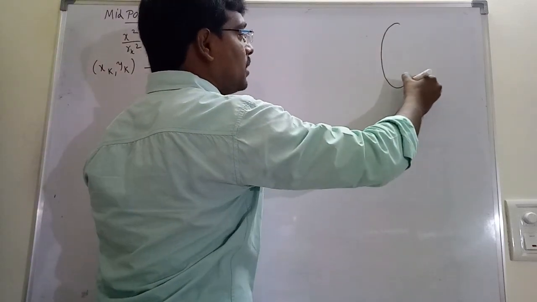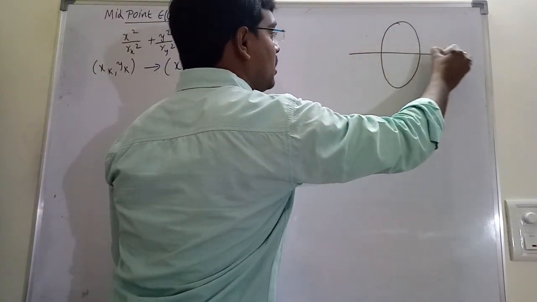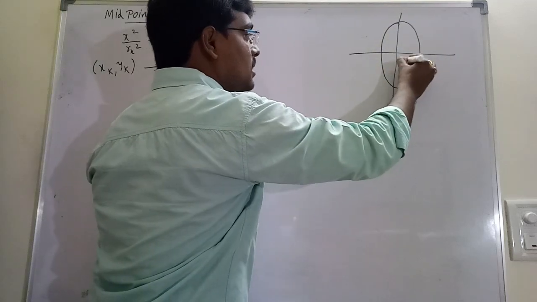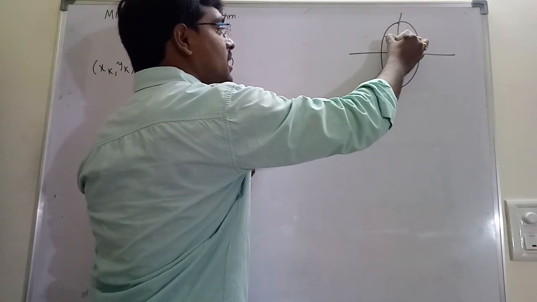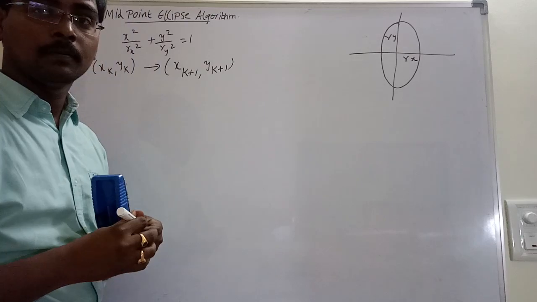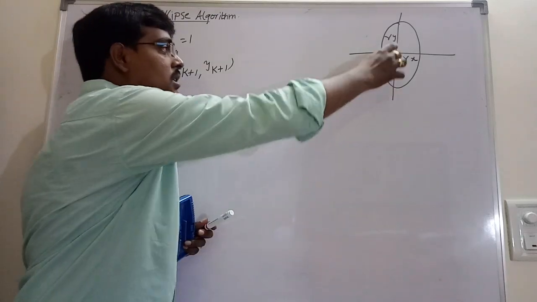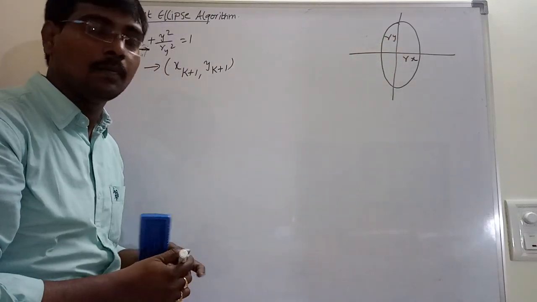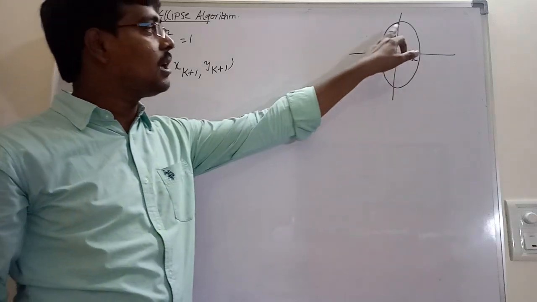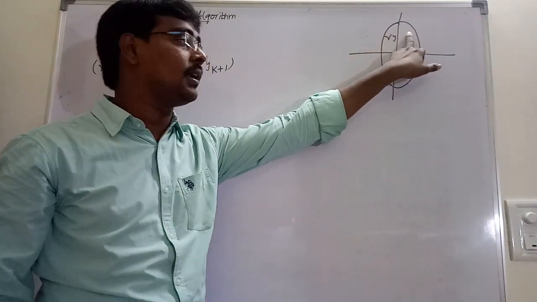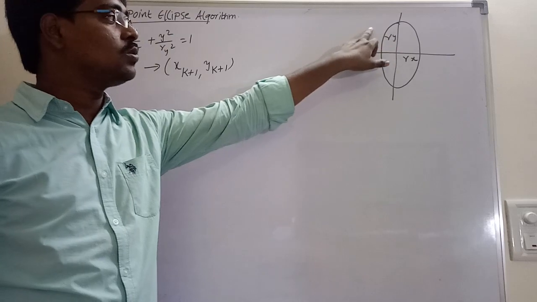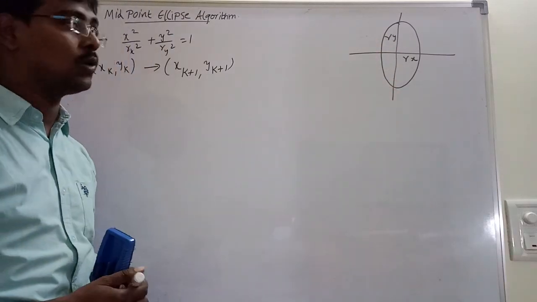Symmetry property means, for example, this is an ellipse. The radius on the x axis is rx, and the radius on the y axis is ry. The property of the ellipse is that all four quadrants are the same. That means we are calculating the points of only one quadrant, and by using this quadrant, we are identifying the remaining three quadrants.